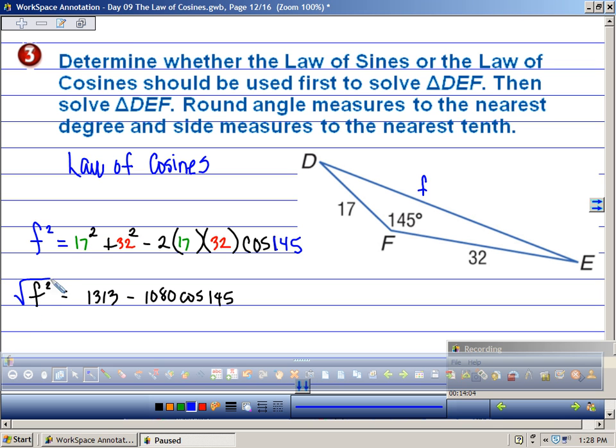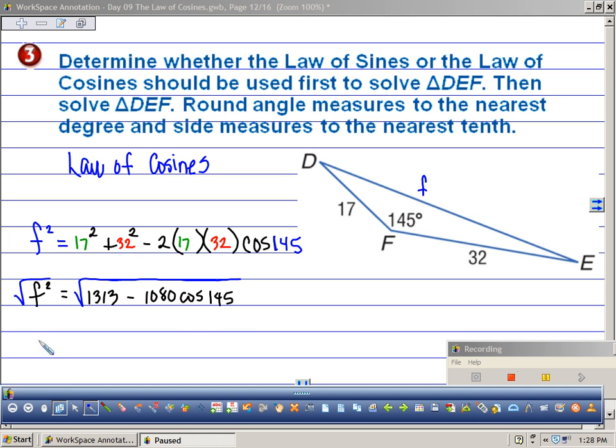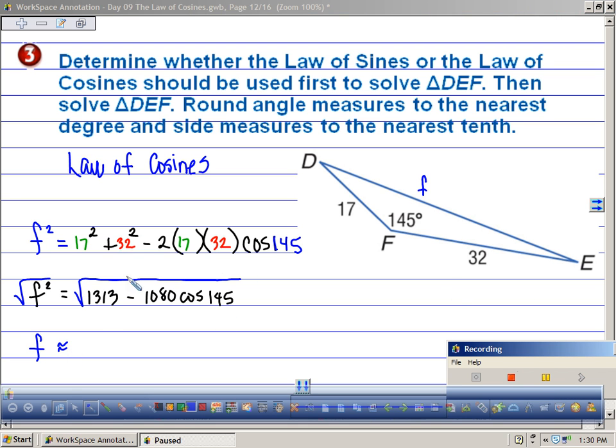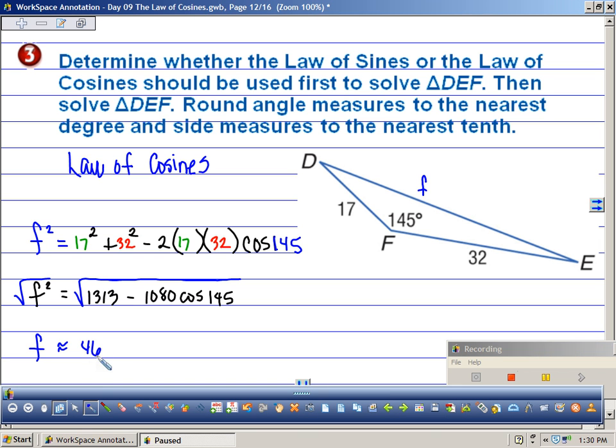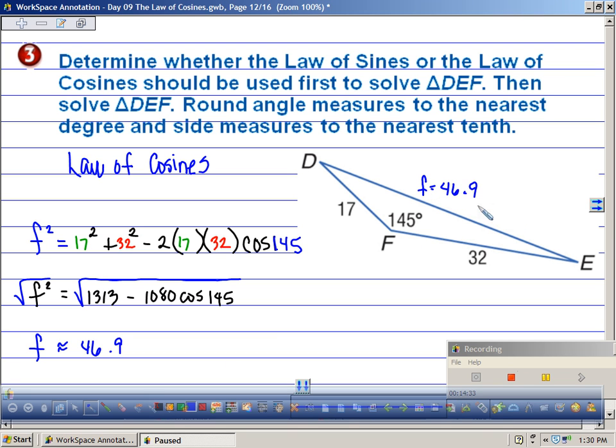Okay, guys, recording. Take the square root of each side, and when I do that, I get F is about, I'm going to put this in my calculator, 46.9. So this side is 46.9.